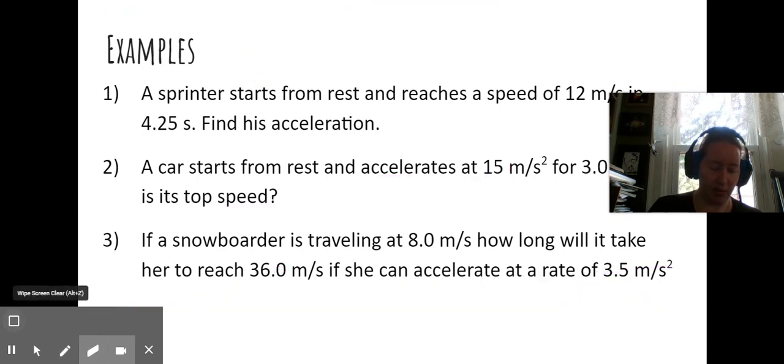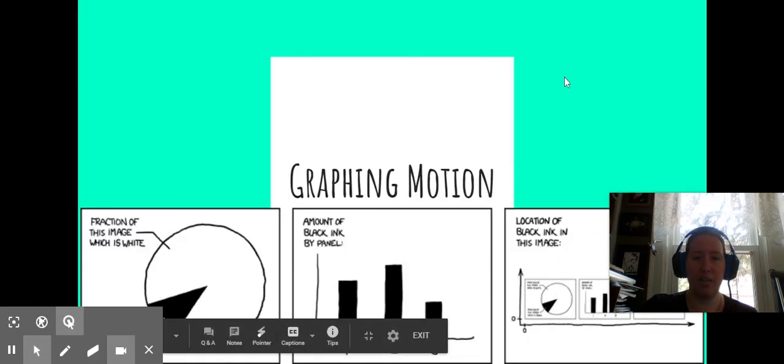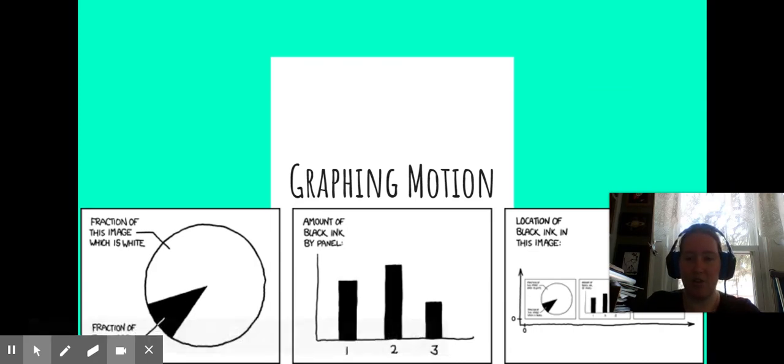So that'll do us for acceleration. In our next section, we're going to be talking about graphing motion, so tune in for that next.